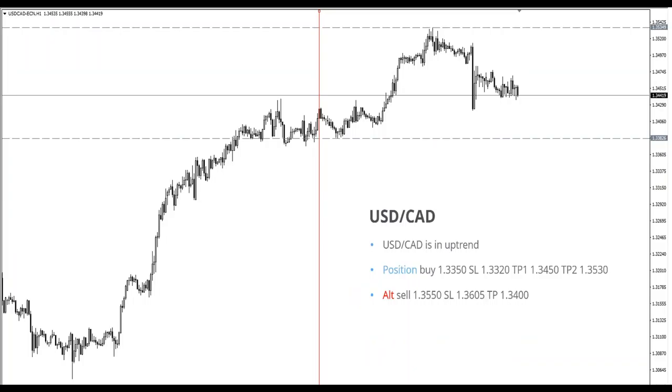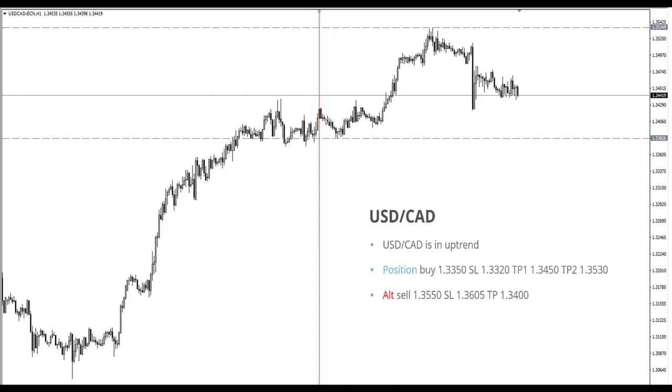And finally, dollar CAD. Dollar CAD is and was in uptrend. It still is in uptrend. I prepared a new setup for you. For the previous week, we had a buy position. The buy position was not reached because the price went to 133.82. It should have been like 133.65, so we could have bought it. But what happened is it went to 133.50.